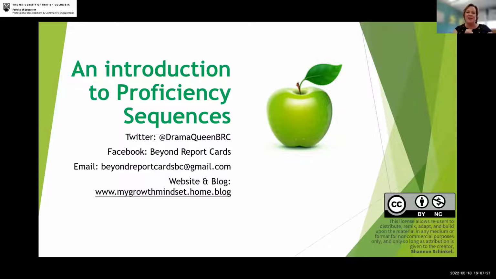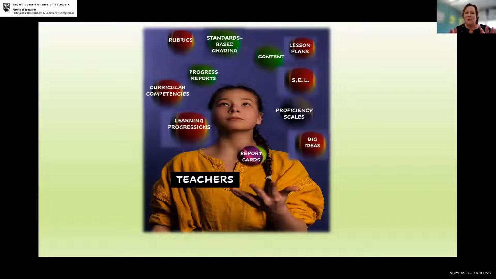This is my introduction to proficiency sequences. So this slide, everyone should resonate with, right? Because we've all been there. We're juggling so much. And since the redesigned curriculum, and since we have evolved as learners and realized that things aren't working for all of our learners, I have had to change my assessment practices to meet the needs of my learners. And to start with, we have a whole bunch of things thrown at us.